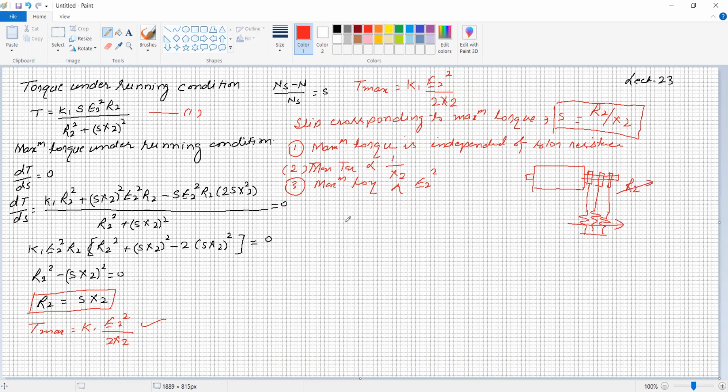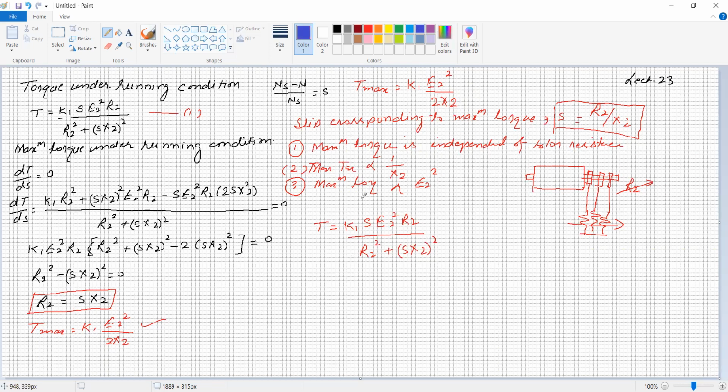So the occurrence of maximum torque can be changed by inserting some external resistance in the rotor circuit, whereas the magnitude of maximum torque will remain constant. These are some very important points regarding the maximum torque and maximum torque condition. Now, let us again see this equation: torque is equal to K1 S E2 square R2 divided by R2 square plus (S X2) whole square.